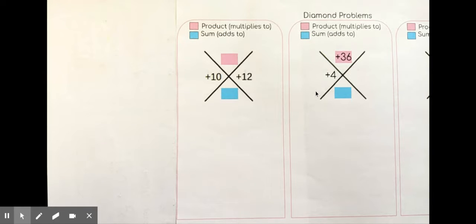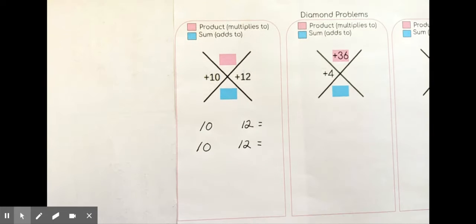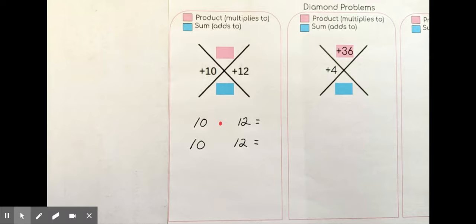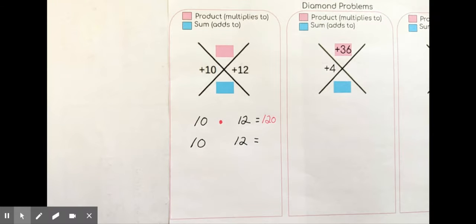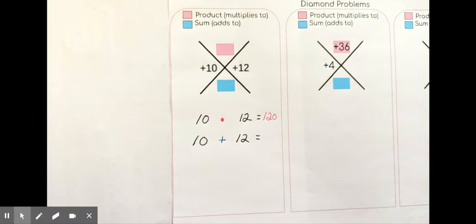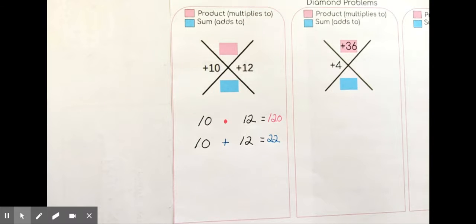So this first one, all we really need to do is to figure out what is 10 times 12. That's going to go in the top box, or the triangle, if you will. First of all, that is 120. I'm going to write that in the top of my box later on. My next step is going to be to figure out what is 10 plus 12. That is 22. Now, the final thing we need to do is plug in these numbers.